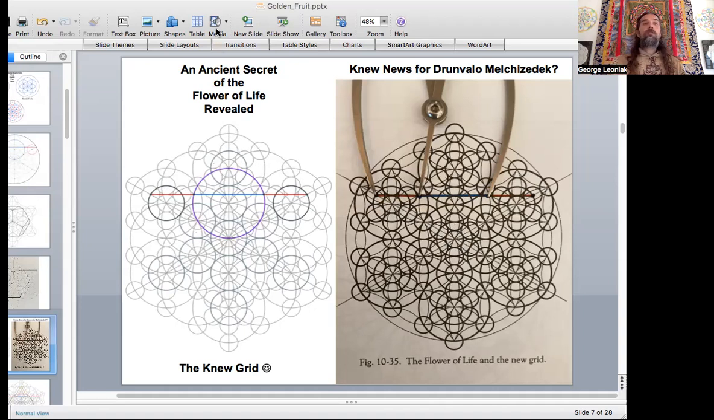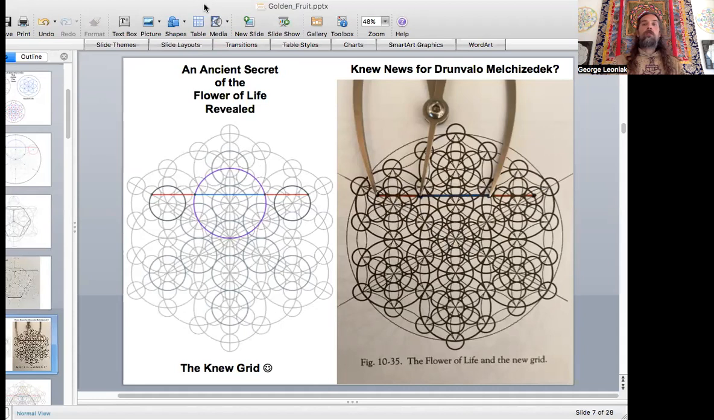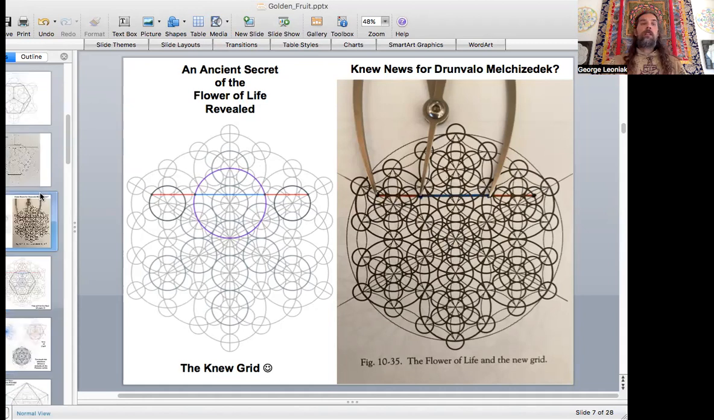Is this new news for Drunvalo? I hope that it does make it to his ears, or eyes, so that he can see that this was a discovery that was hidden in there.